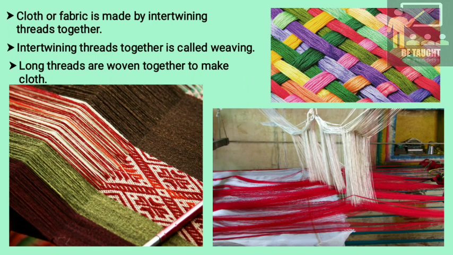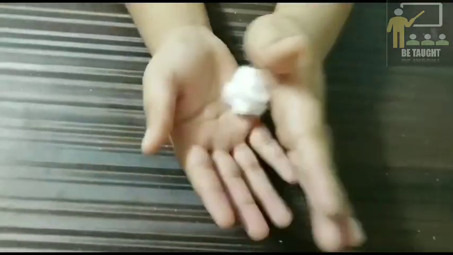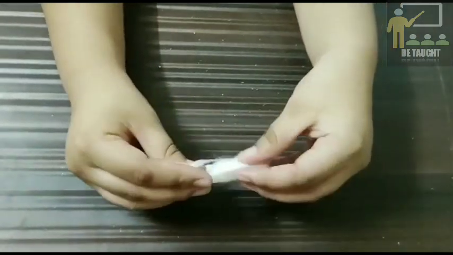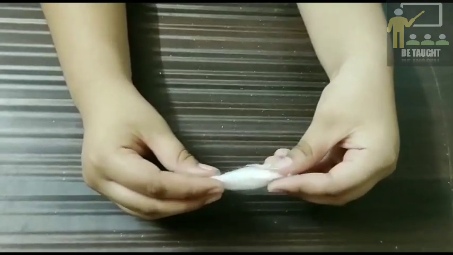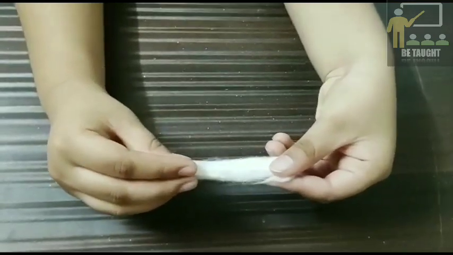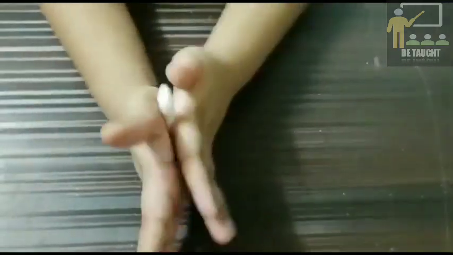And where does this thread come from? Now children, you can try this. Take a wad of cotton wool. Pull at it from either side to make it as long as possible. Lay it on your palm and pressing it with the other hand, roll it in one direction. Note what happens. You will see that the wad of cotton gets twisted into a long wick.